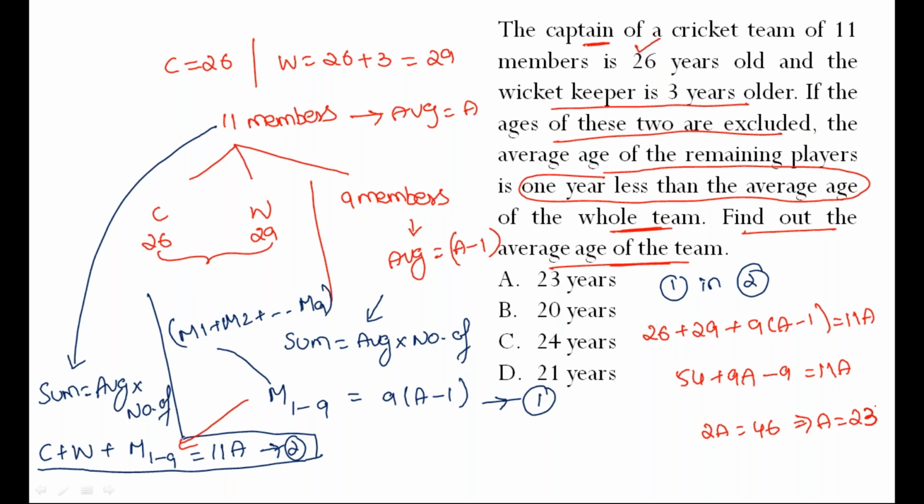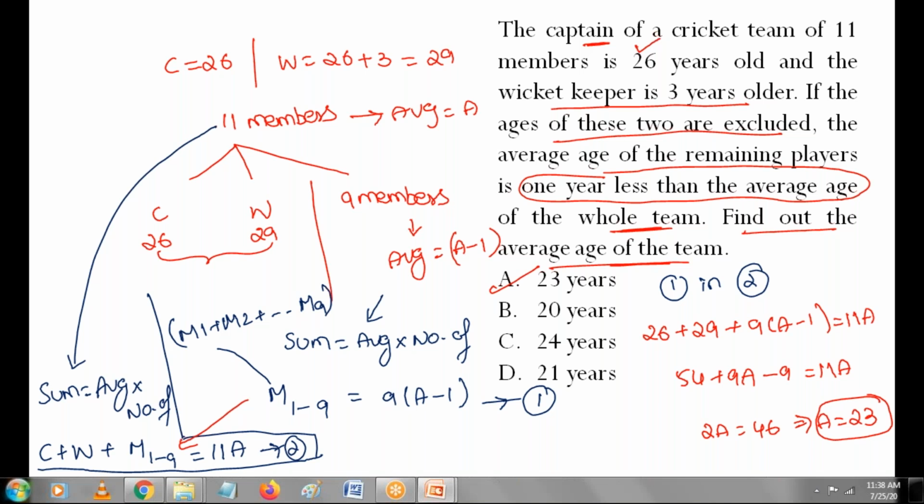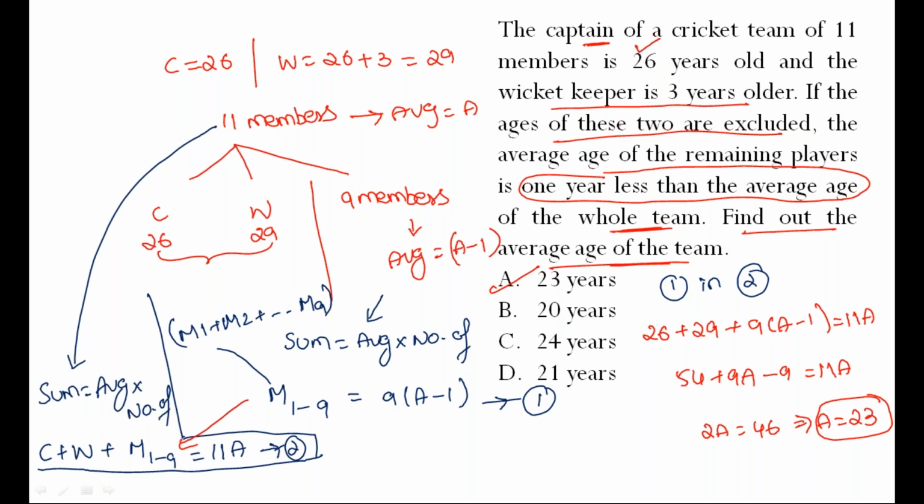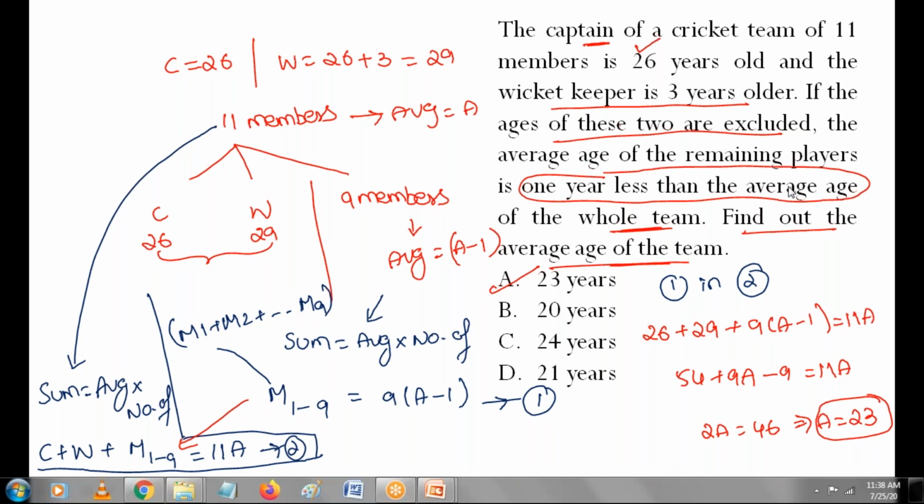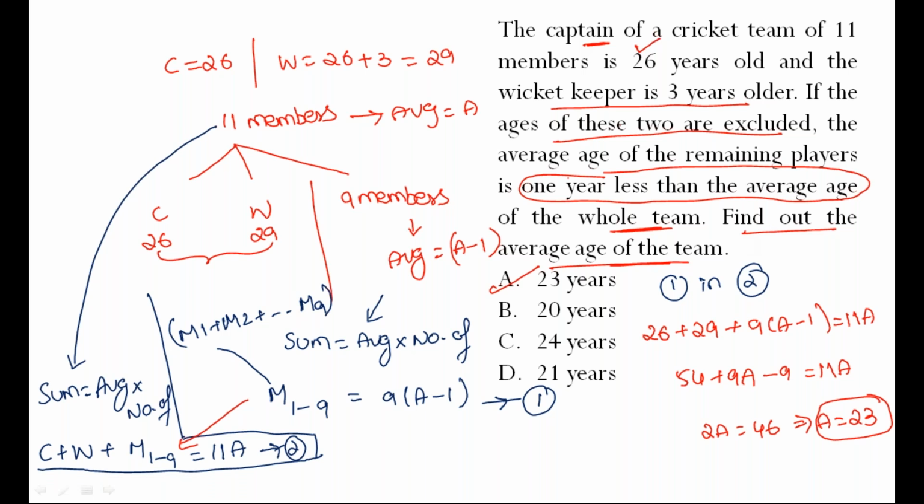So average of the whole team is nothing but 23. Average of the remaining team is 22. Average of the whole team is 23. Is it clear, guys? Excellent. Every question format is changing, but still we are applying sum equal to average into number of for every question. Different types of questions, but we are going with the same theme, same idea.